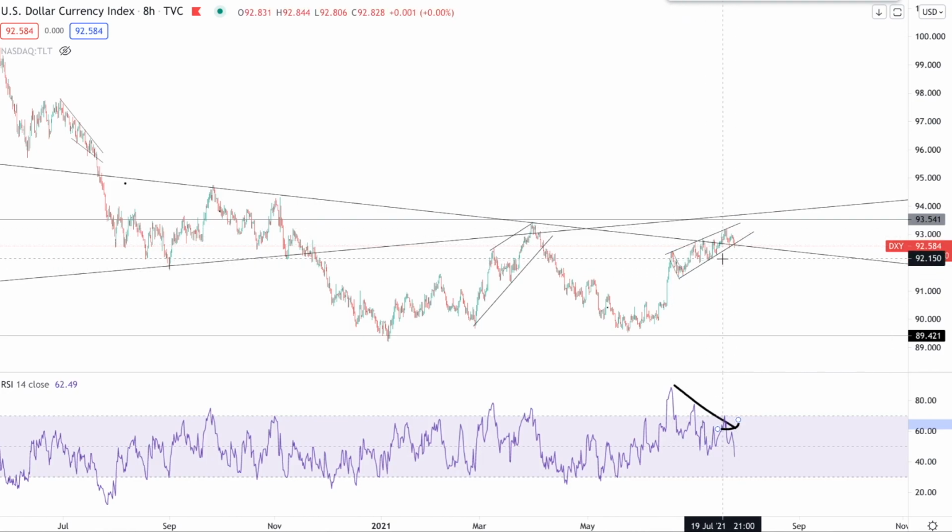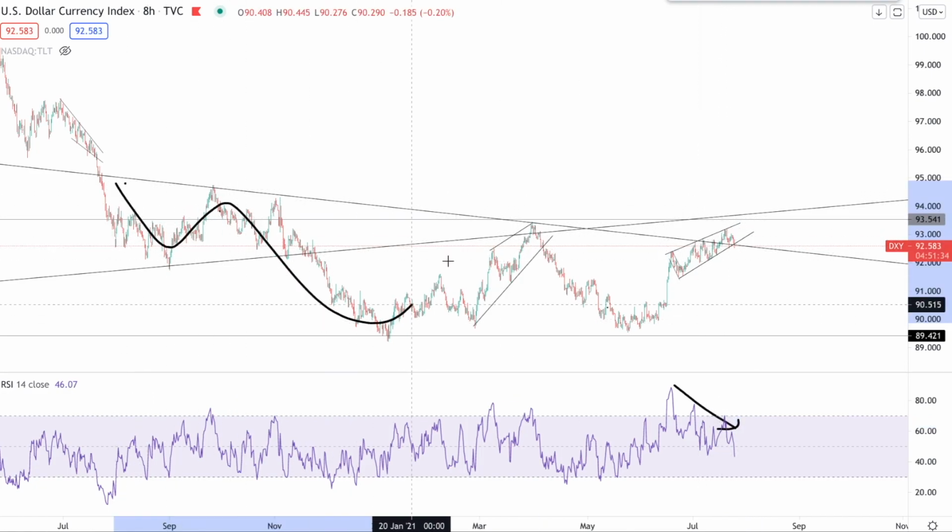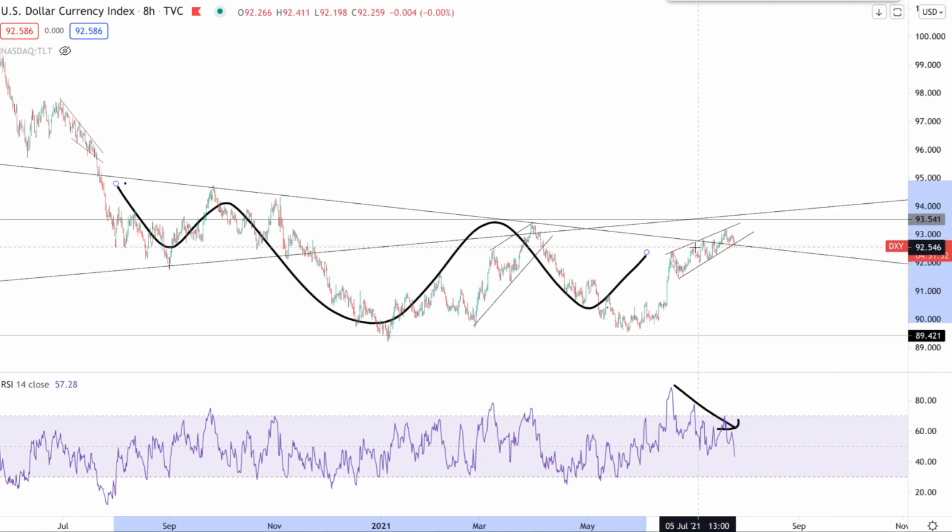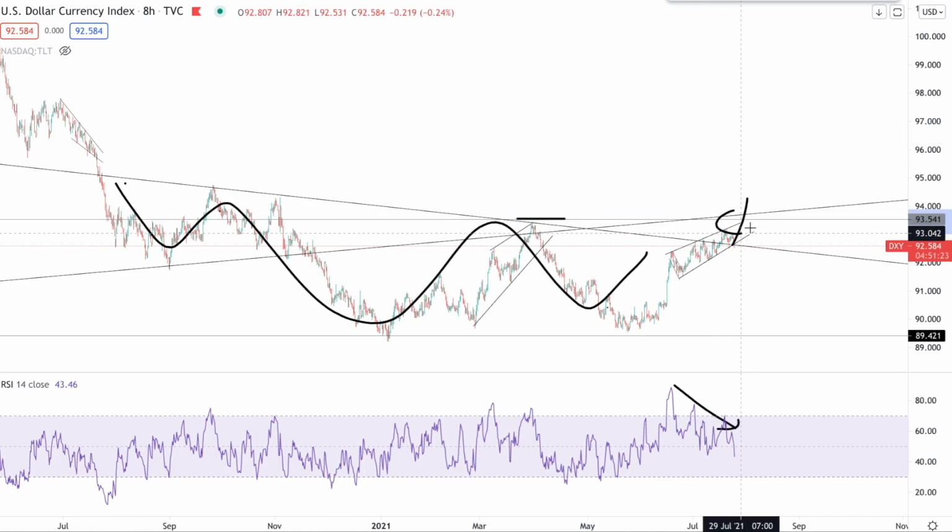I'm seeing a lot of people on Twitter getting excited about this breakout, saying it's an inverse head and shoulders pattern. It could still be, but we need a renewal of that momentum, taking out that high. That would make us flip to bullish. Right now, it's looking like a very bearish structure that we're seeing on DXY.